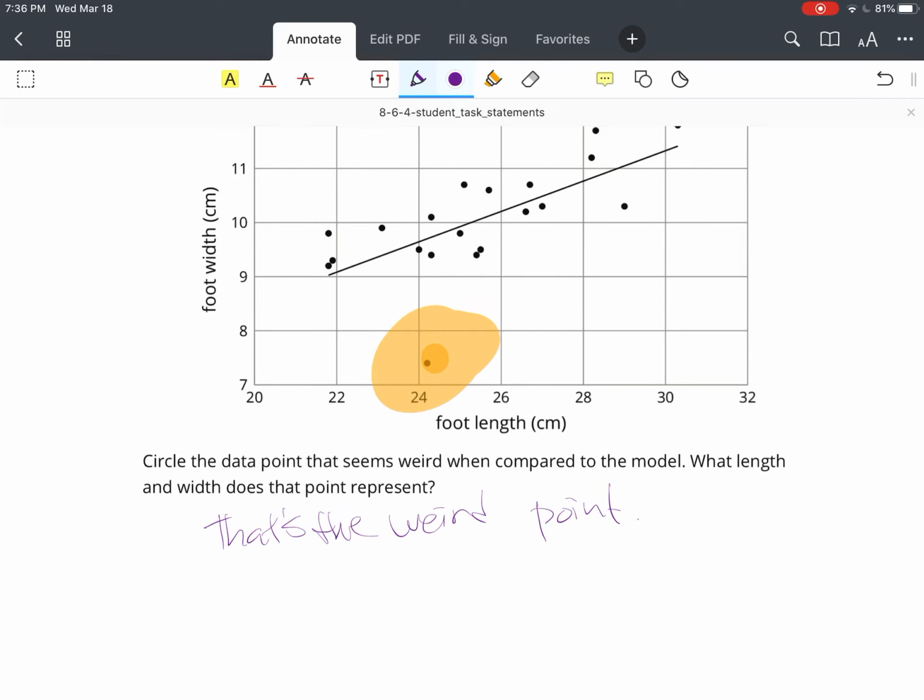What's the length and the width? Well, the length seems to be about 24.1 centimeters. And the width seems to be about 7.5 centimeters.